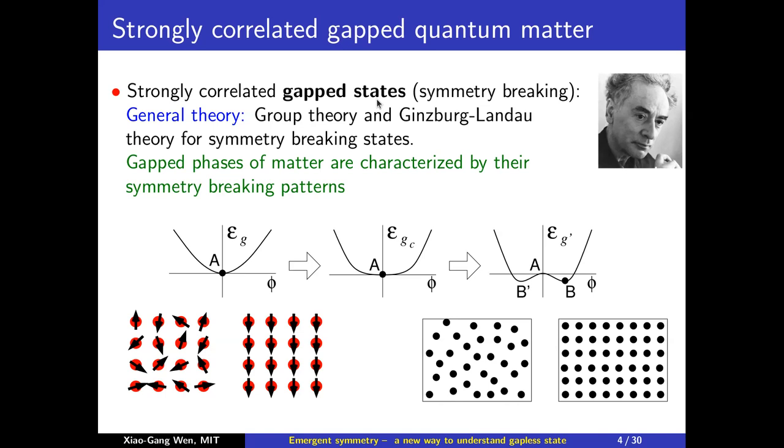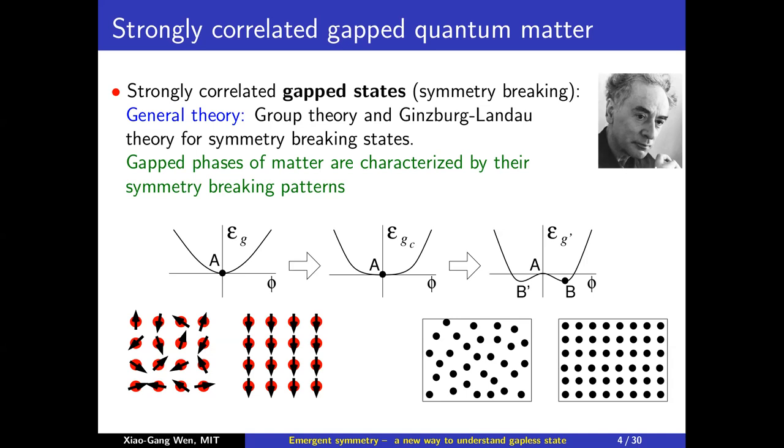The systematic theory is based on Ginzburg-Landau theory and symmetry breaking, and the mathematical framework for this is group theory. Basically, at low energy, maybe the ground state has less symmetry than the system's Hamiltonian. So we have spontaneous symmetry breaking. The key point is that different gapped phases are really different because they have different symmetry. So the symmetry breaking pattern really characterizes the different gapped phases. This is the main message.